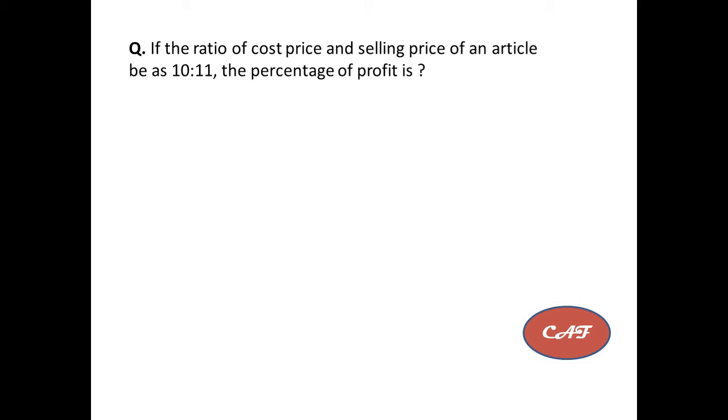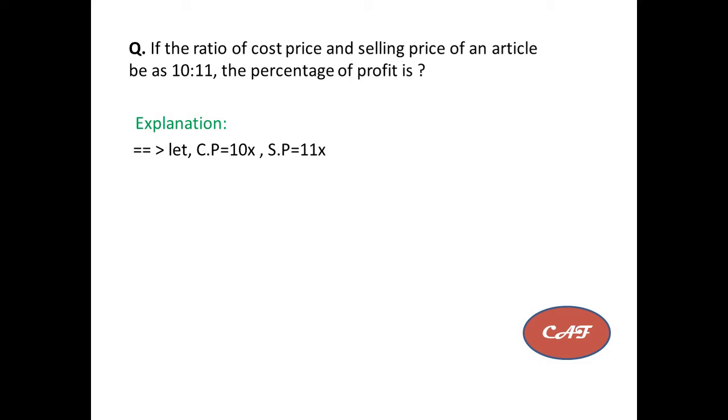Next question. If the ratio of cost price and selling price of an article be as 10 is to 11, the percentage of profit is how much? Here they are giving cost price and selling price in the ratio. That ratio is 10 is to 11. If you see here, in that ratio also selling price is more. But I don't know exactly whether that is 10x or how much.